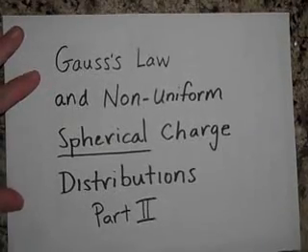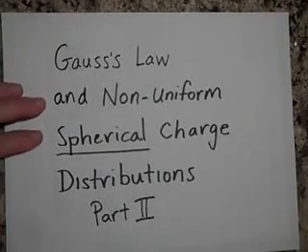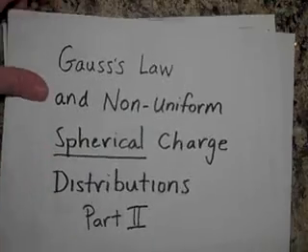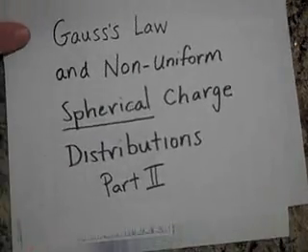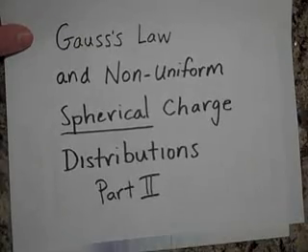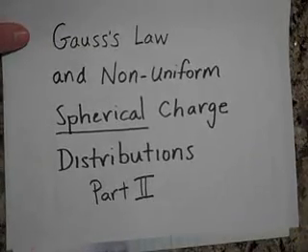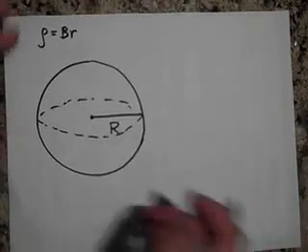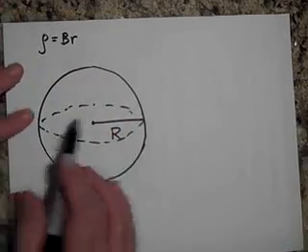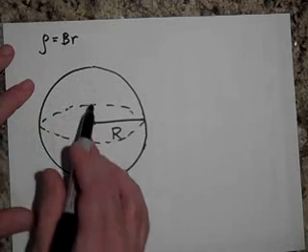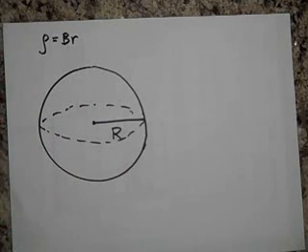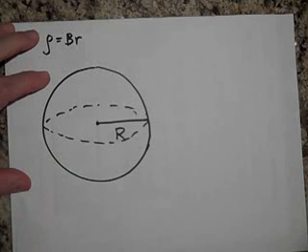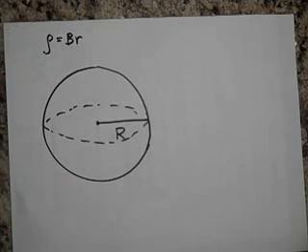Okay, so I want to talk about Gauss's law and non-uniform spherical charge distributions, part 2. Let's see how you would use what we learned in the last video for Gauss's law to find electric fields in there. So here's a sphere, and the charge is not uniform. As you go out, it gets greater and greater. Now I'm not going to shade this in because we need this picture to be fairly easy to decipher.